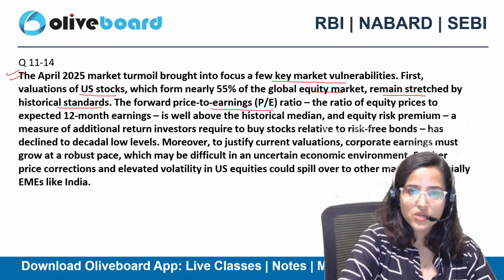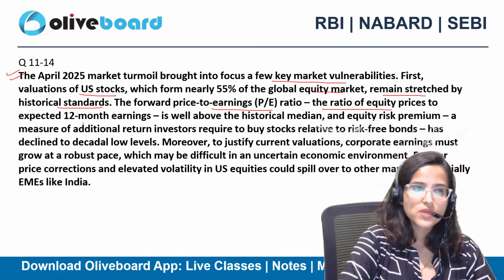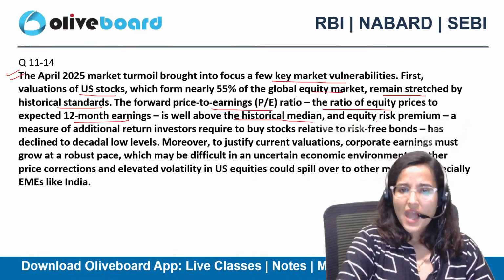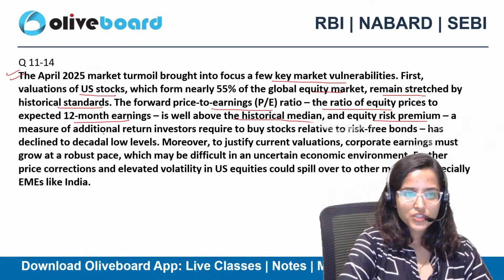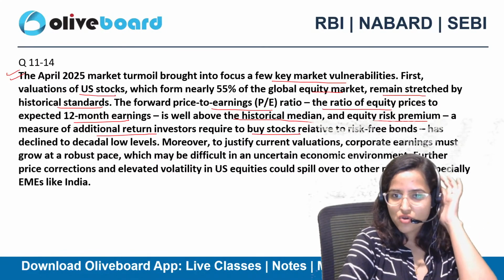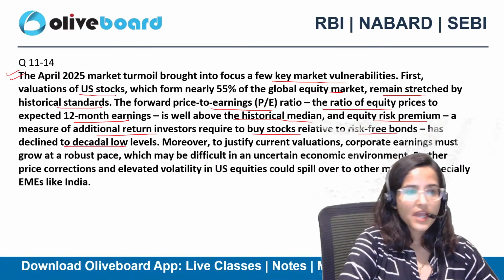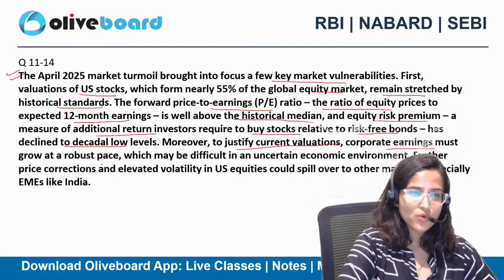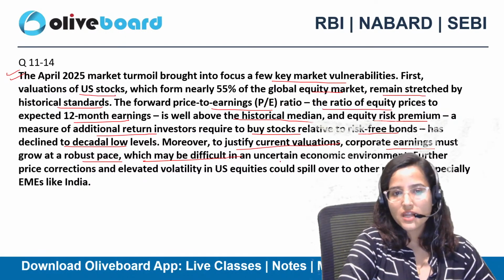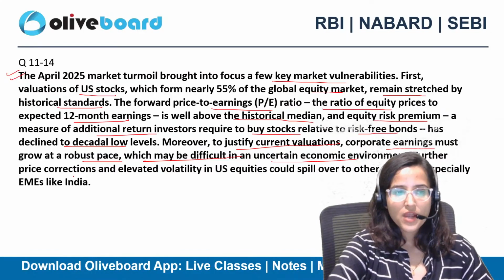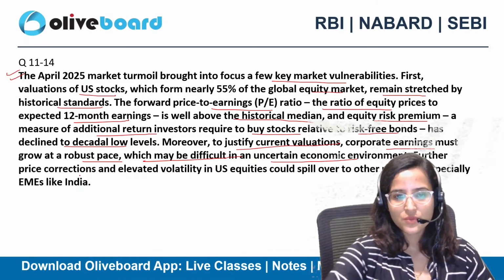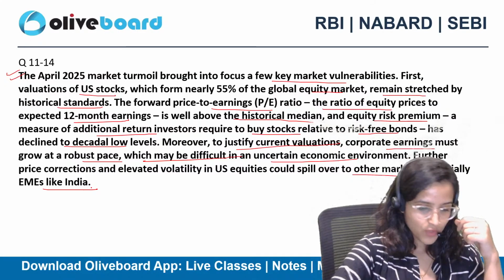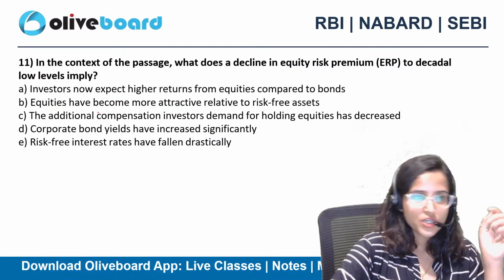The forward price to earnings ratio, the ratio of equity prices to expected 12-month earnings, is well above the historical median. An equity risk premium, a measure of additional return investors require to buy stocks relative to risk free bonds, has declined to decadal low levels. Moreover, to justify current valuations, corporate earnings must grow at a robust pace, which may be difficult in an uncertain economic environment. Further price corrections and elevated volatility in US equities could spill over to other markets, especially emerging market economies like India.